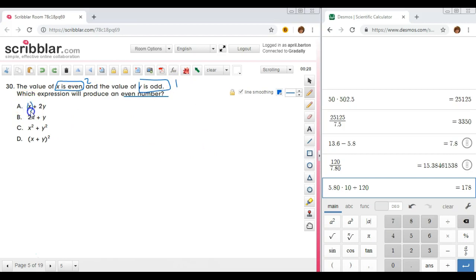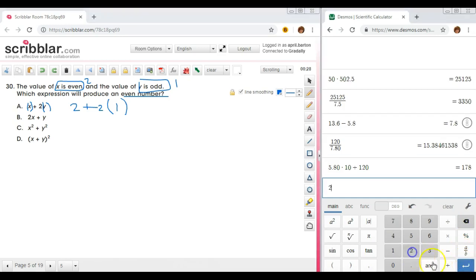And I'm going to replace every x with 2 and every y with 1 and see if we come out with an even number. So if we replace x with 2, and we replace y with 1, then we're going to plug this into a calculator and see what we get. 2 plus 2 parenthesis 1 gives us 4. So this whole thing equals 4. Then we ask ourselves, is this an even number? And it is. Even numbers are any number that can be divided by 2 and give us a nice answer. 4 divided by 2 is 2. So 2, 4, 6, 8, 10. If you keep going up by 2, those are all the evens.